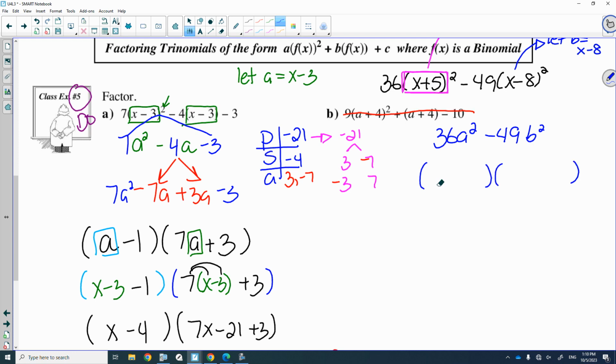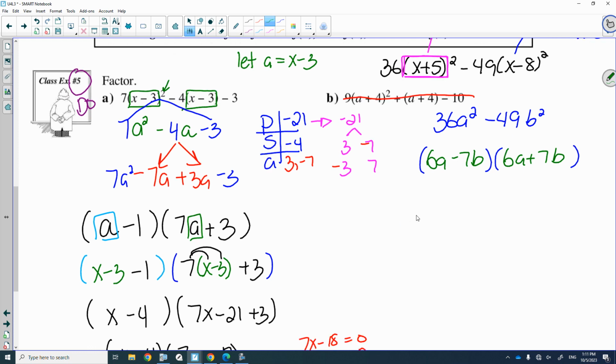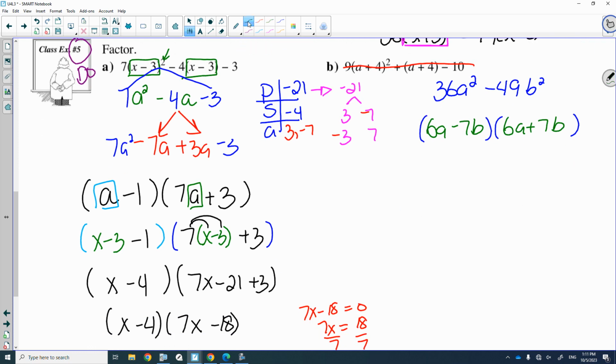So one of my factors, Chris, would be what? What's one of my factors if this guy's a difference of squares? Two terms separated by a minus. Each of these terms could be square rooted. 6a, and then what would the square root of that guy be? 6a minus 7b. Gabriel, what's the other one? 6a plus 7b. Now, this is going to get quite complex because watch what our answer is going to be.